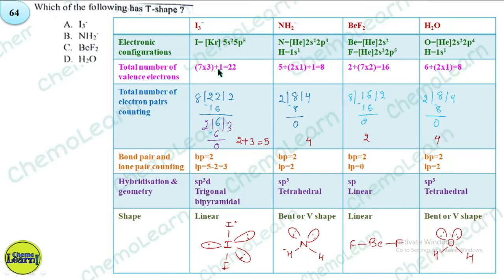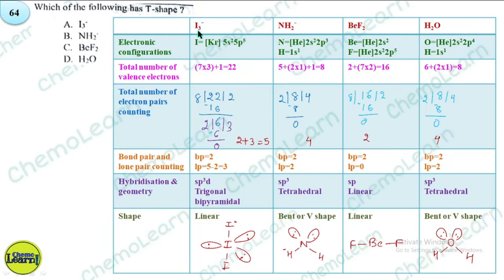How? If the total number of valence electrons lies from 1 to 8, then you have to divide it by 2. And if it lies from 9 to 56, then you have to divide it by 8. It is 22 for I3 minus. So I will divide it by 8 and we are getting 2. Again 6 is divided by 2 and we are getting 3. The total number of electron pairs will be 5. Okay, but we have I3 minus.